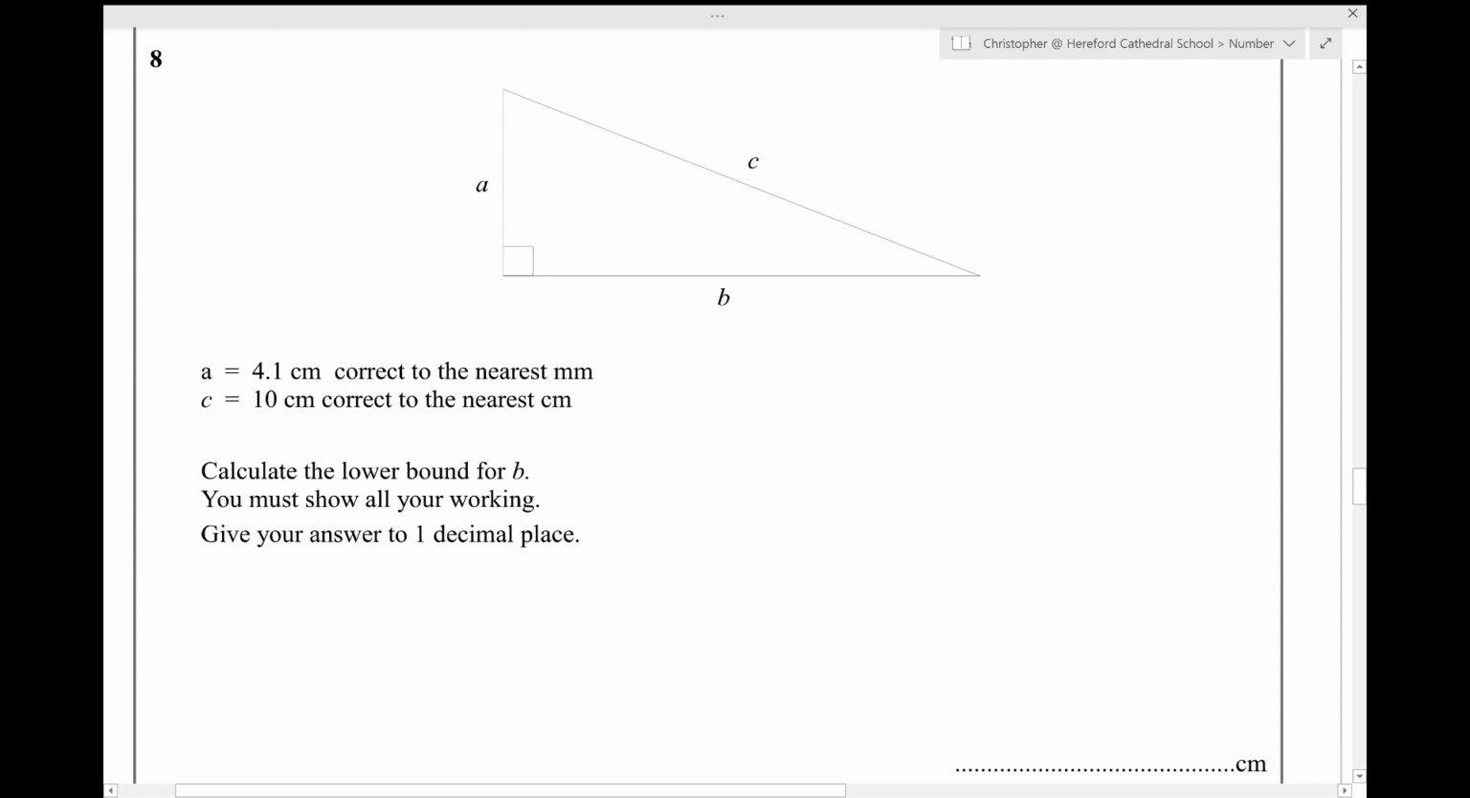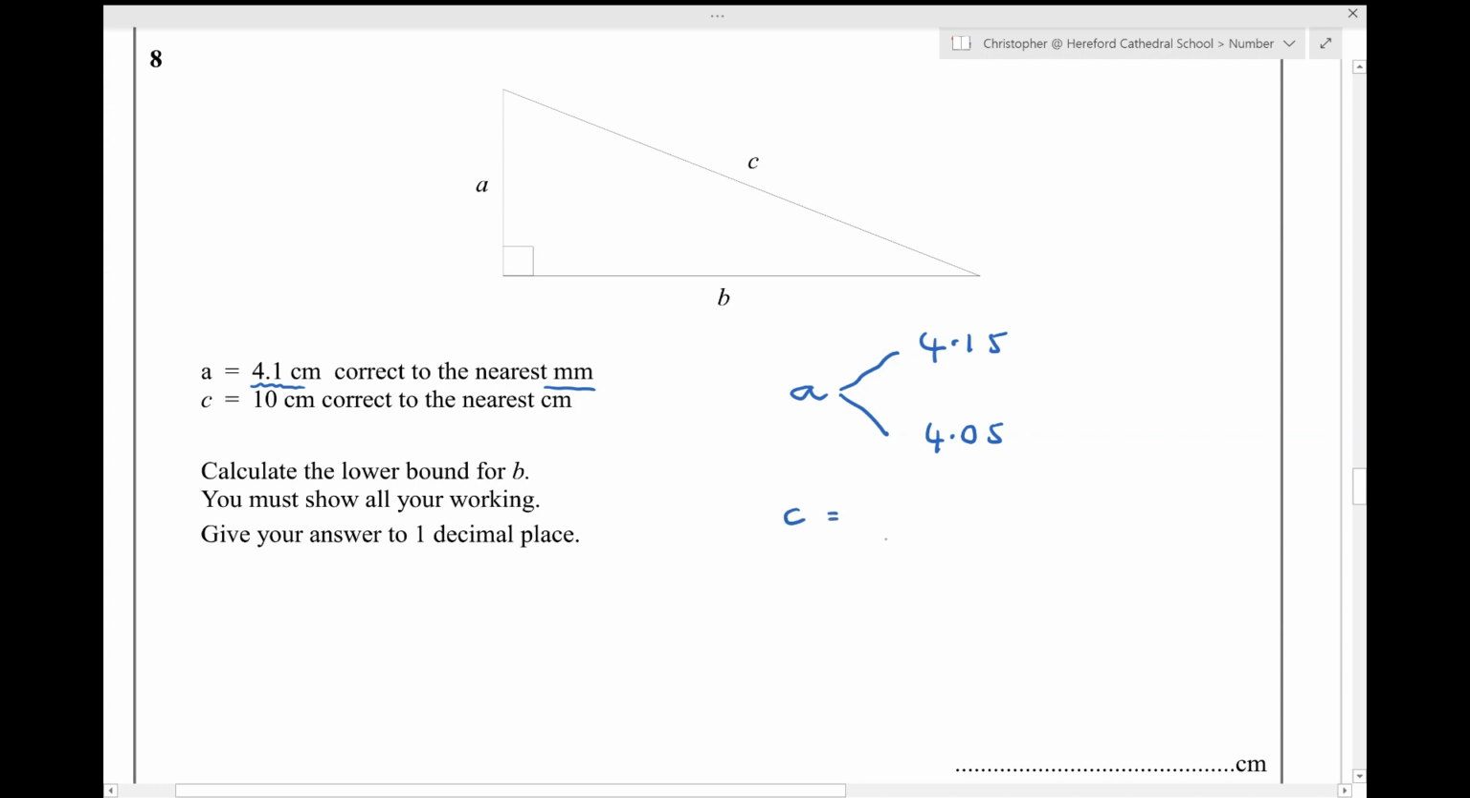Question 8. Again, I've got a right angle triangle here, and again, I've got A in centimetres, but correct to the nearest millimetre. So I'm going to need to be slightly careful. If A is 4.1 centimetres to the nearest millimetre, then that's 41 millimetres, isn't it? So it's going to have to be 41.5 millimetres as an upper bound, so that's 4.15 centimetres. And it's going to need to be 40.5 millimetres as a lower bound, so that's 4.05 centimetres.